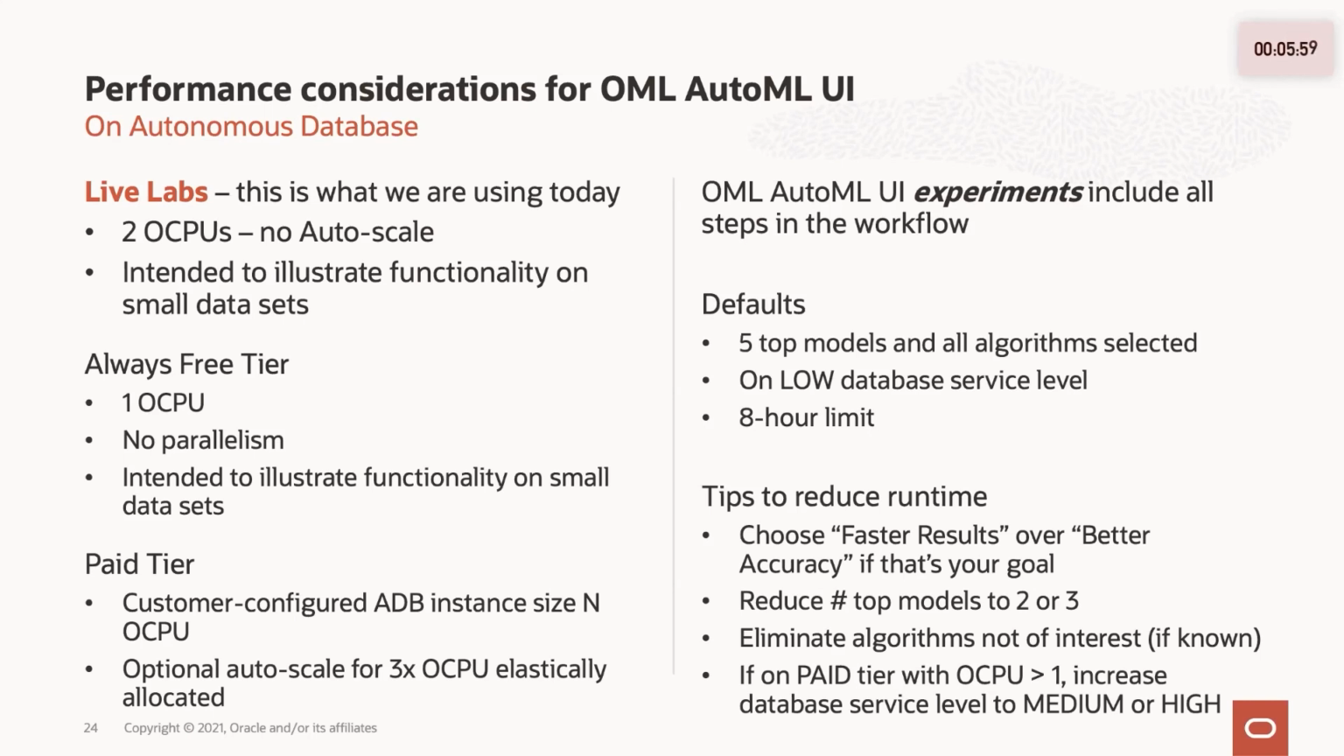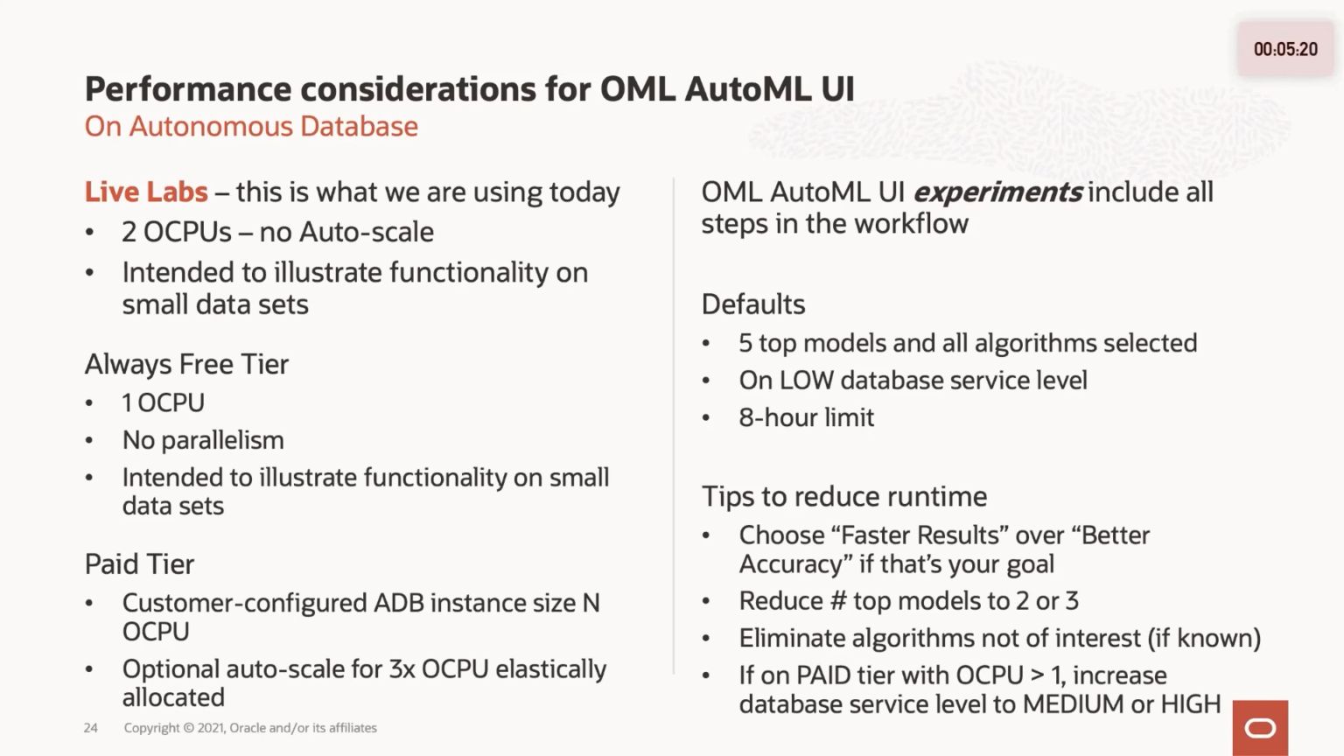So for the experiments, on the right-hand side you see we have some defaults, right? So we're going to see the defaults. Basically, there are 5 top models, and all the algorithms are going to be selected. The default database service level is low. We're going to be changing that and playing with it. And there's a default time limit of 8 hours, right? Which should probably be enough, depending on the size of the problem you're trying to solve. But don't worry, today's problems are going to be running in 2-3 minutes tops.